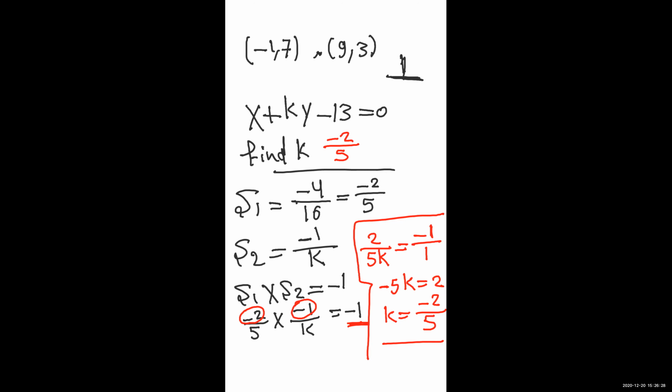One more question. If the two straight lines, 3y plus x minus 7 equals 0, and the other straight line, y equals kx plus 5, are perpendicular, find k.